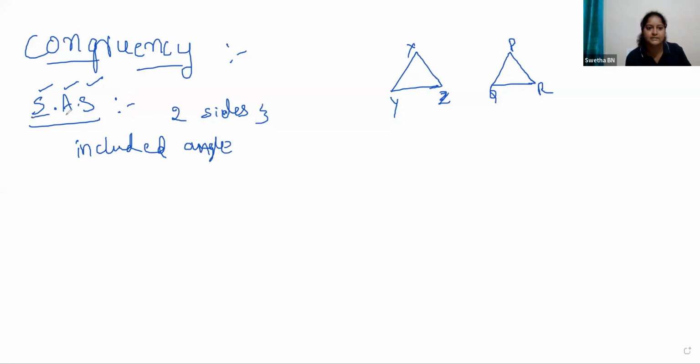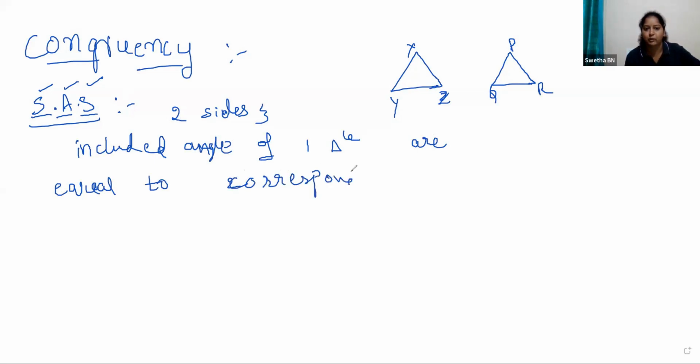If two sides, see, S and S is nothing but two sides and included angle of one triangle are equal to corresponding, these words are important, children, included, corresponding, two sides and one angle of another triangle. Okay, so then we say the two triangles are said to be congruent.